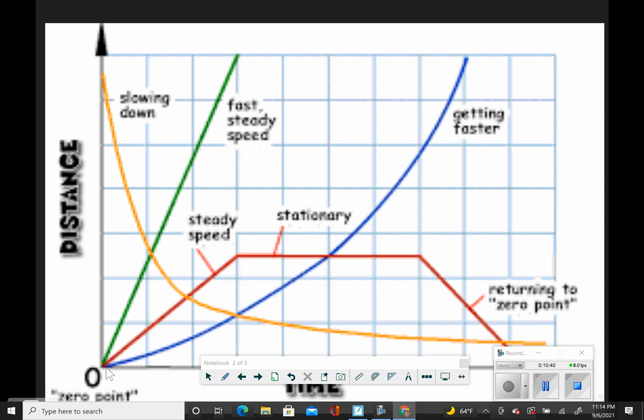The blue line, starting from home, it's going upwards, so that means it's moving away from home. And it's curved upwards, which means it's getting faster.